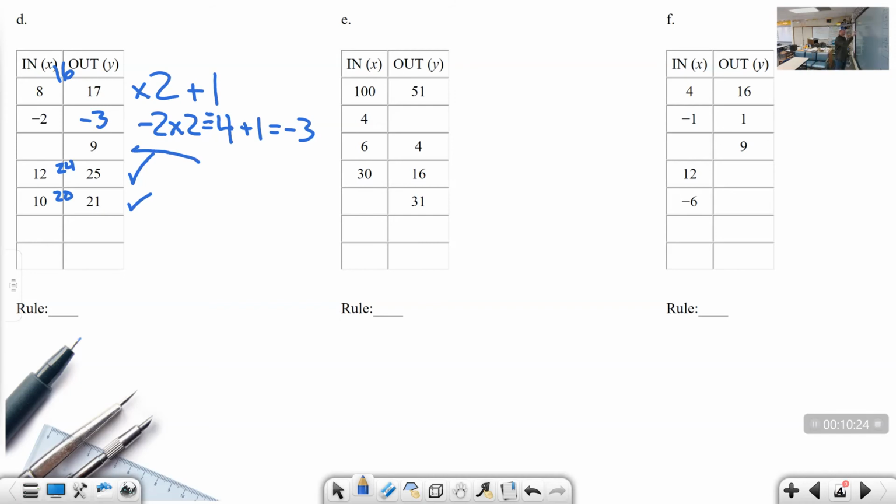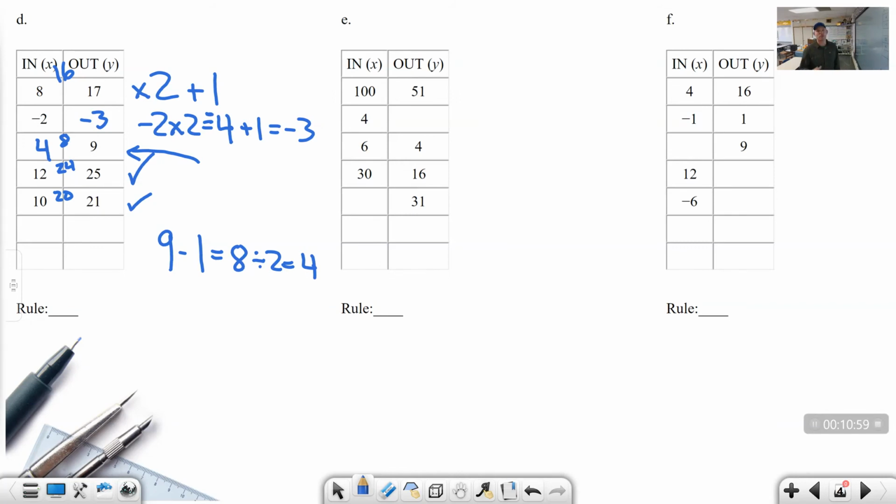Now, for this box, if it gives you the output, which is the y, you have to work backwards. You have to use opposites to go backwards. So if I'm starting with 9, instead of adding 1, I'm going to subtract 1. 9 minus 1 is 8. Now instead of multiplying by 2, I'm going to divide by 2. So that would give me 4. Now notice I can go back and check going forward. 4 times 2 is 8. 8 plus 1 is 9. Hooray, I got it right.